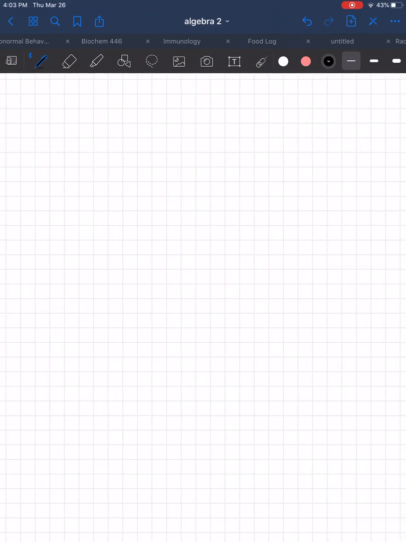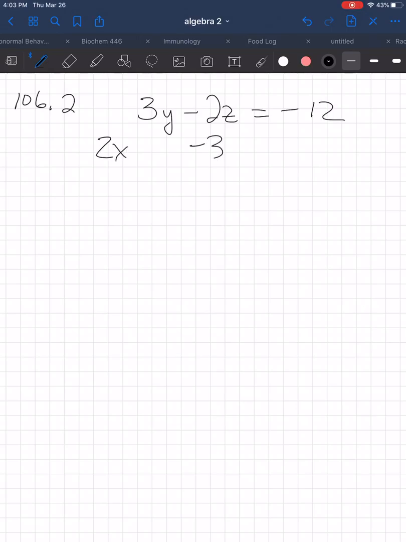All right, let's try another one. On page 438, we have 3y minus 2z equals negative 12, and 2x minus 3z equals negative 5, and x minus 2y equals 6. All right, you guys look at that for a minute and figure out which variable you would like to get rid of in which two equations.